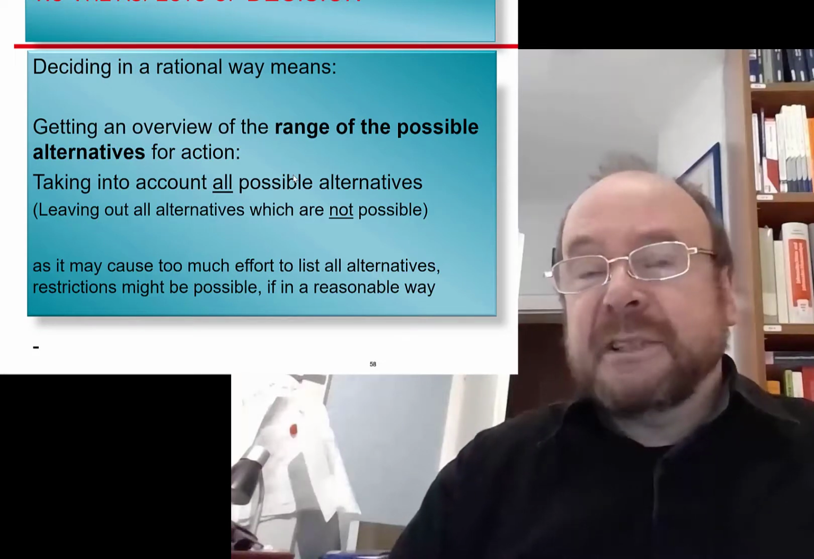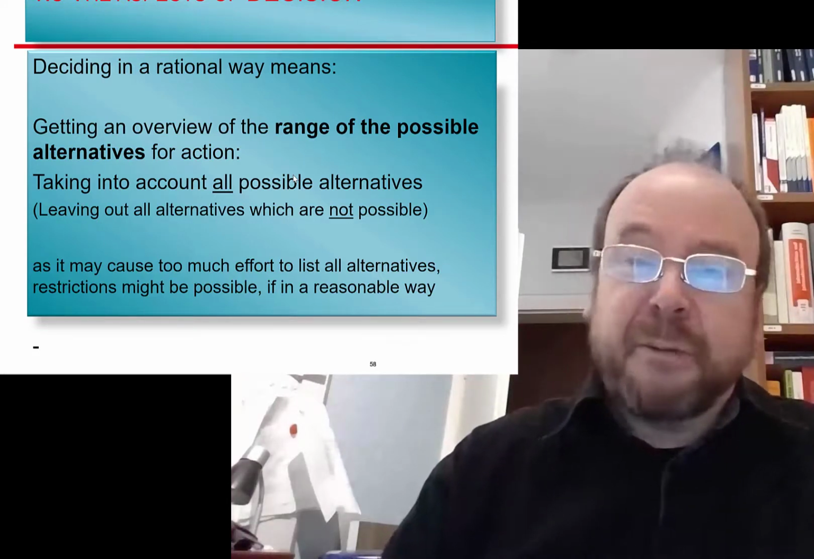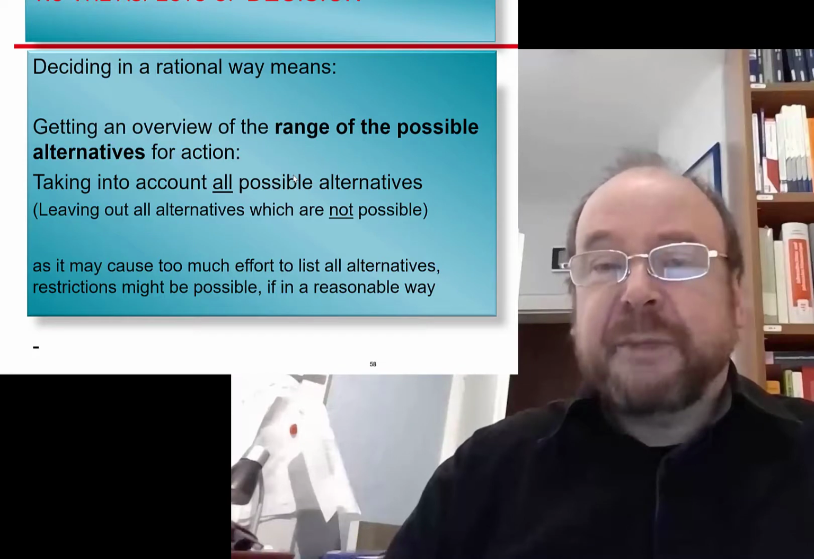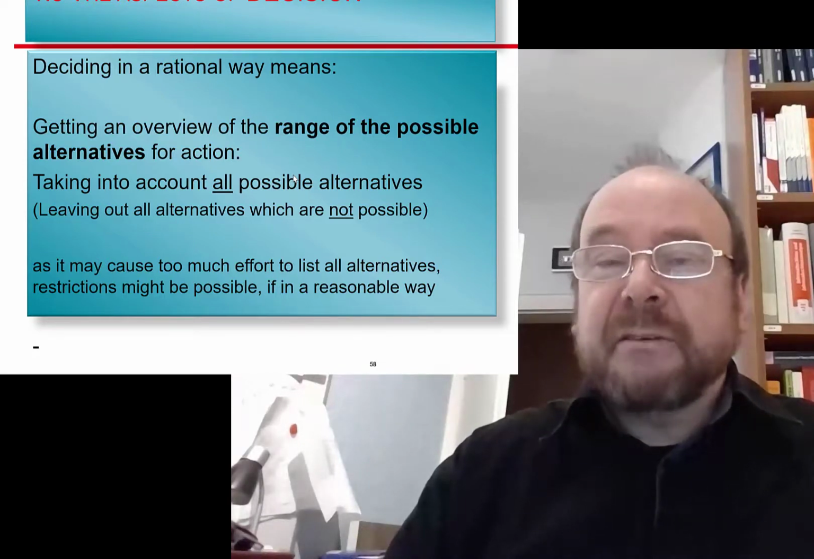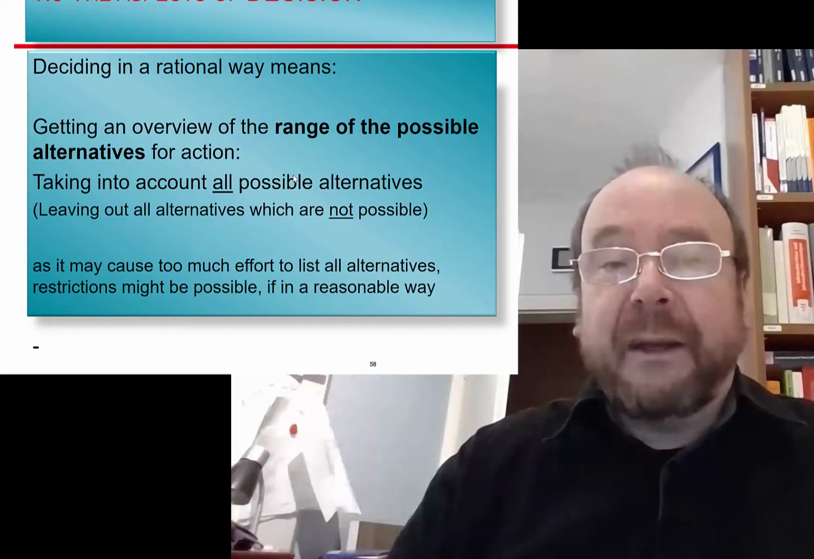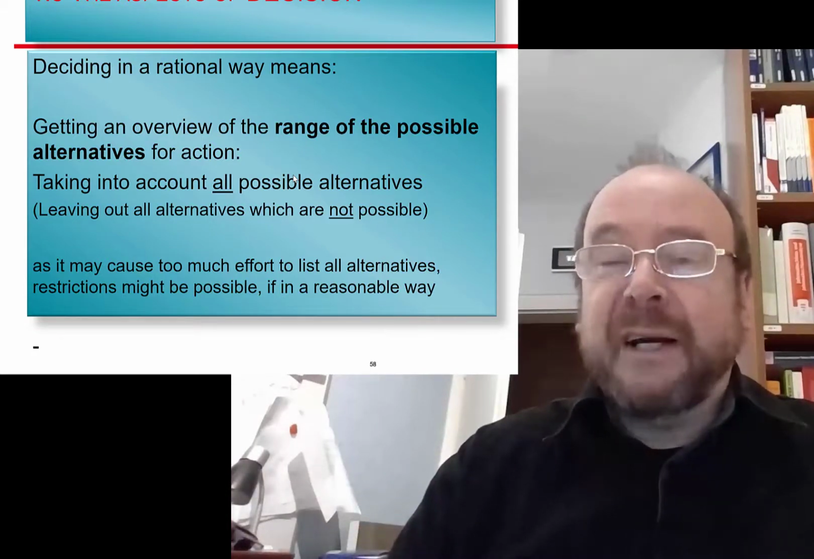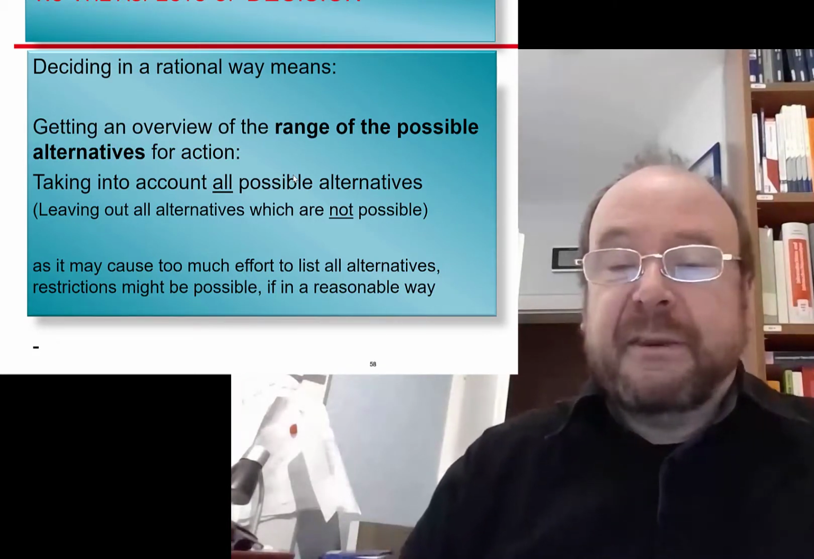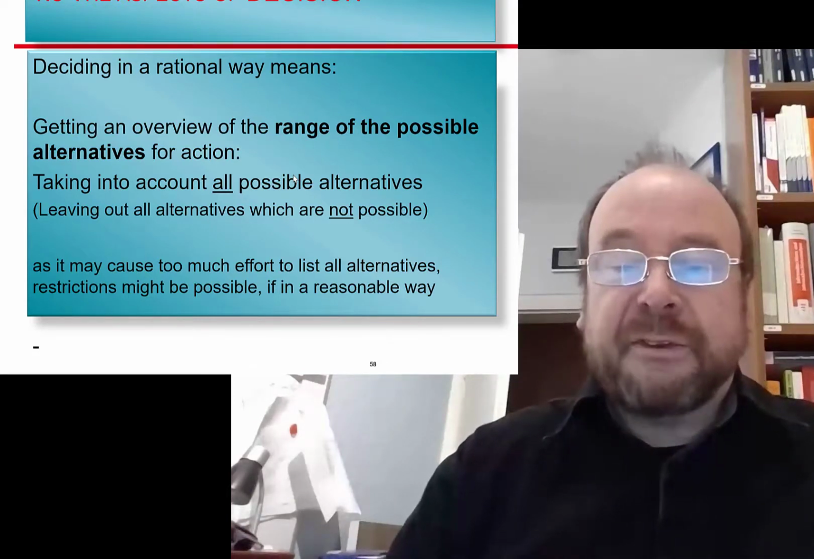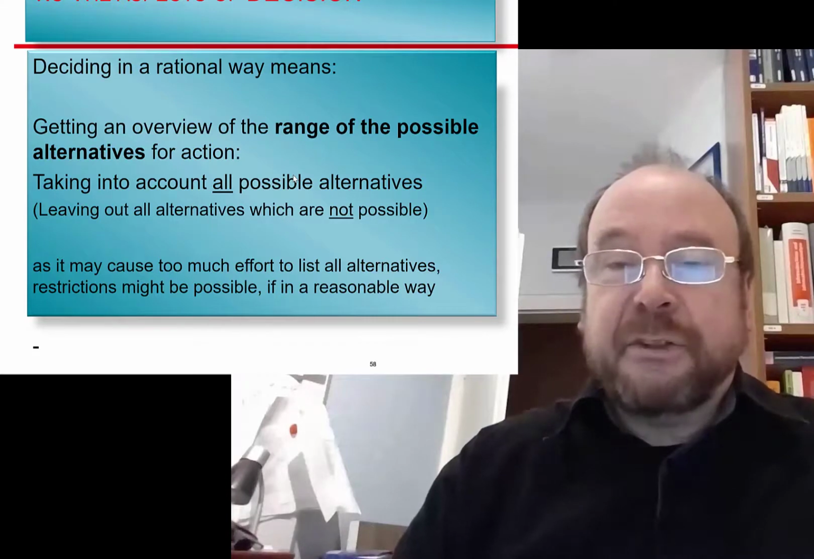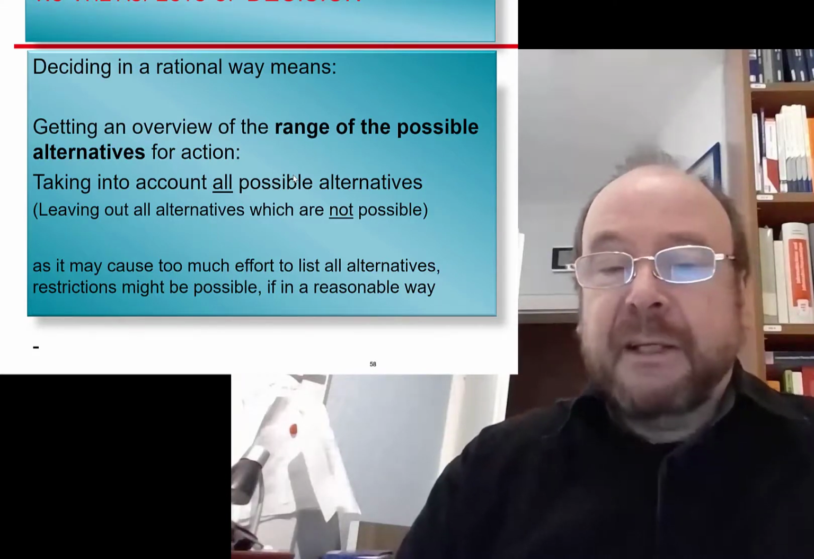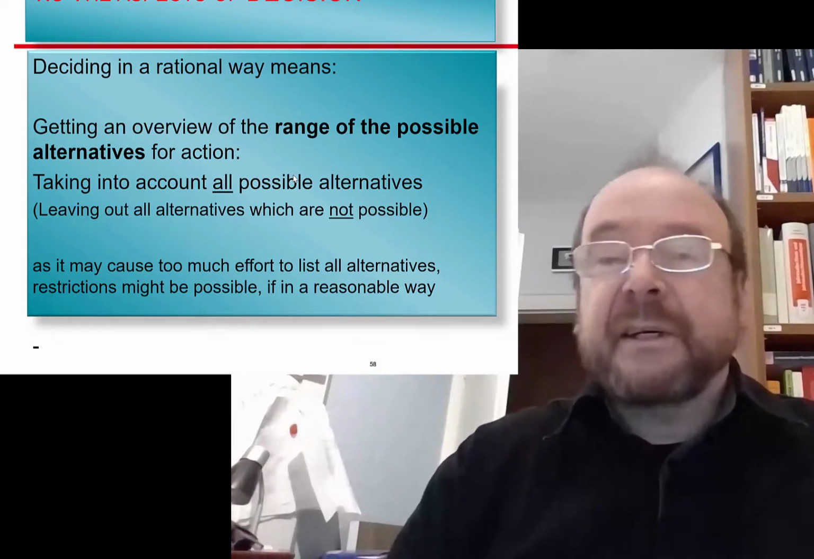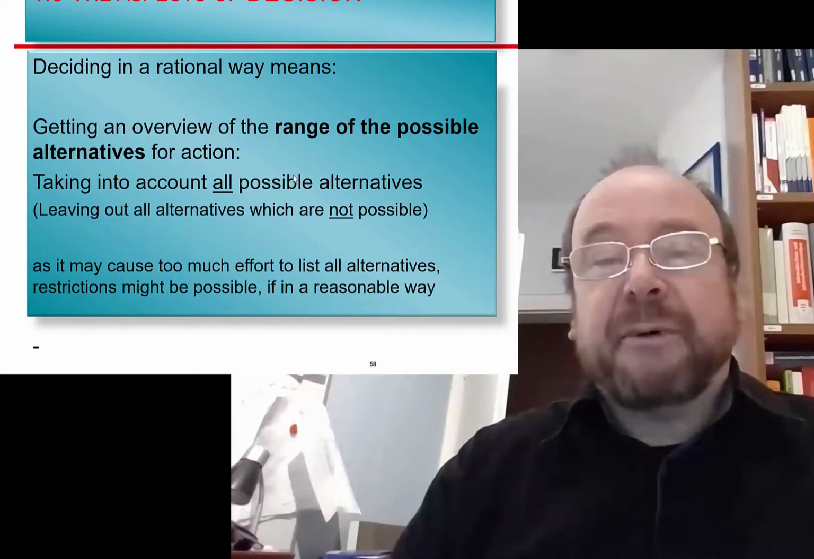So you might cut the process down and restrict yourself to the probably most relevant alternatives, but that would then require that you do this in a reasonable way. You can give reasons for why you leave which activities out of the scope of the things which you inventorize or which you take into consideration. The most important thing here is, in brackets, leaving out all the alternatives which are not possible.